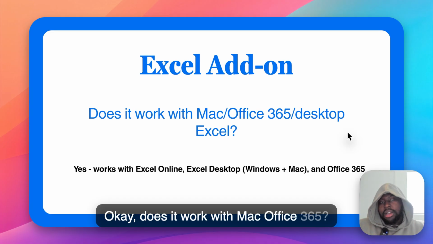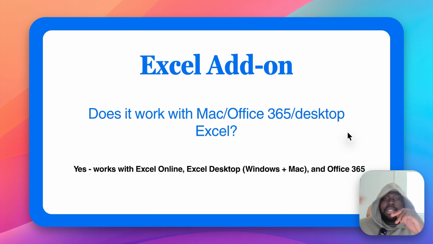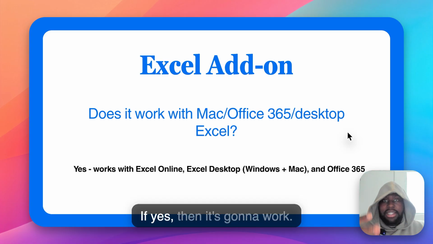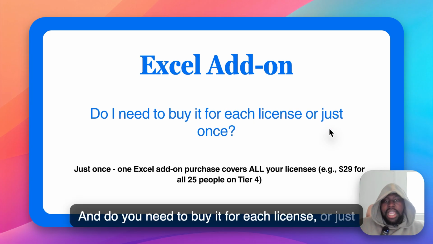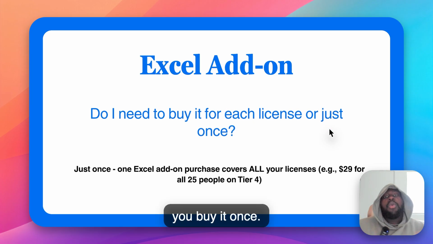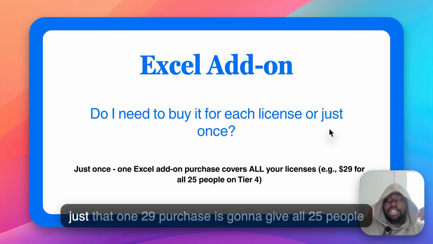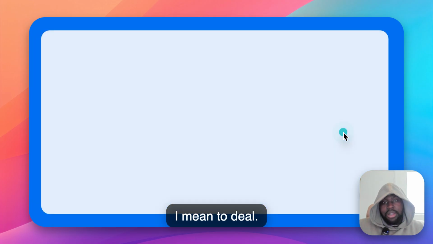Okay, does it work with Mac, Office 365, desktop Excel, all of that stuff? Yes, it works with everything. The main thing is, can you install the add-in? Does your Excel allow you to install add-ins? If yes, then it's gonna work. And do you need to buy it for each license or just once? You buy it once. So if you have, for example, 25 people on your tier, like tier 4, just that one $29 purchase is going to give all 25 people access to Excel, right? So it's a deal. I mean, it's a deal.